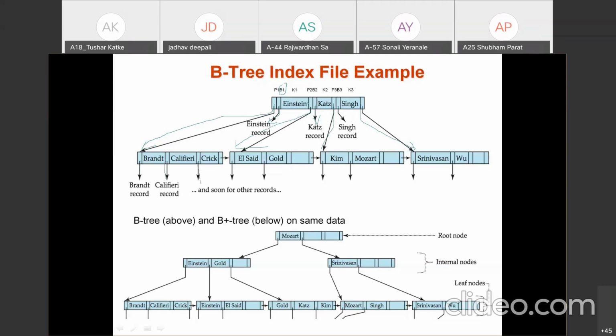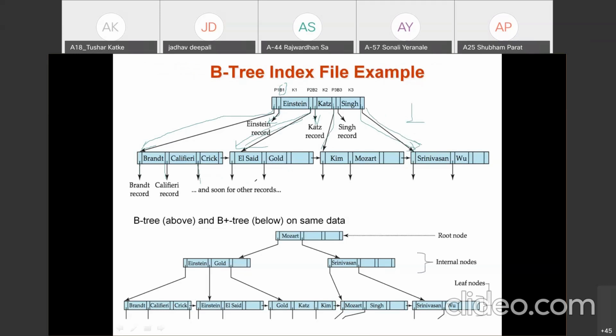Now this pointer points to the records which are greater than Einstein, less than Katz. So greater than Einstein, less than Katz: El Said and Gold. This pointer is greater than Katz, less than Singh: Kim and Mozart. And this pointer points to the records which are greater than Singh: Srinivasan and Wu. So what you observe here? The search key value appears only once.